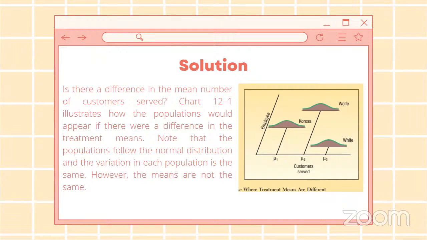This chart illustrates how the populations would appear if there were a difference in the population means. Note that the populations follow the normal distribution and the variation in each population is the same. However, the means are not the same.